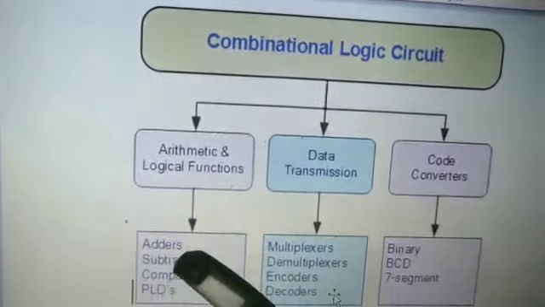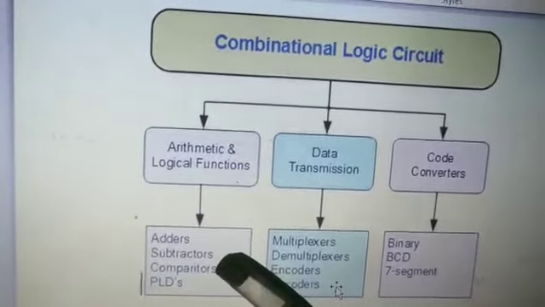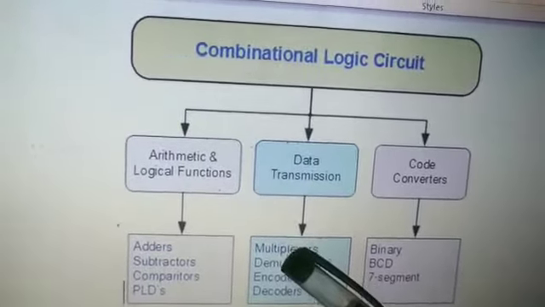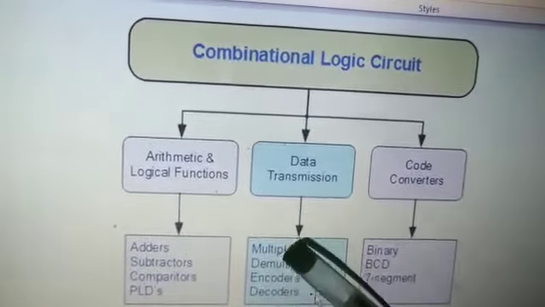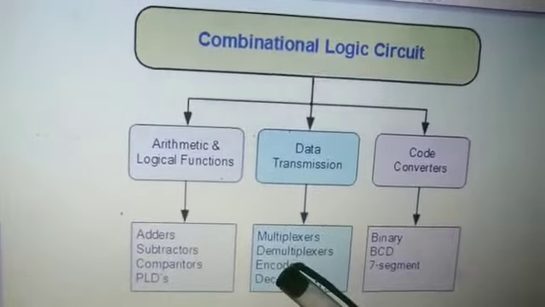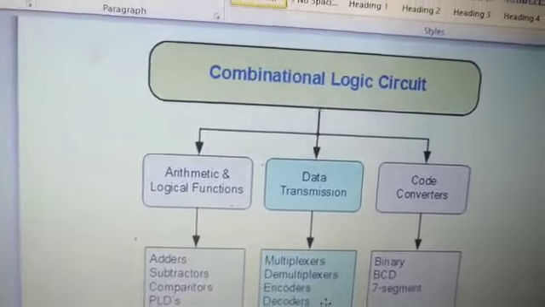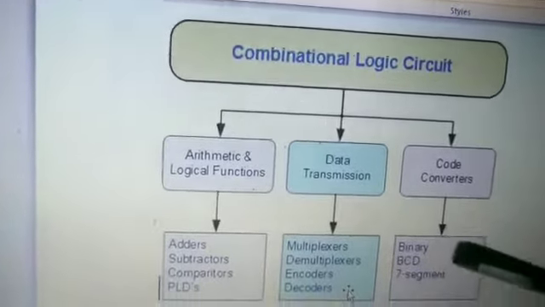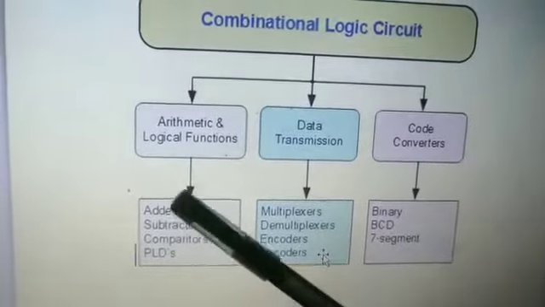Adder will add binary digits, and subtractor will subtract two or more binary digits. For data transmission from one place to another, we need the multiplexer and demultiplexer, and decoder and encoder are also required. When we transmit data in a network, it will be encoded, and when it reaches the destination, it must be decoded. The code converter is not included in your syllabus, so only these two we will learn.